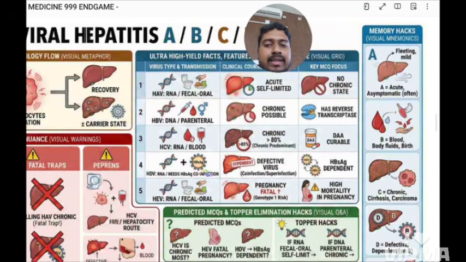HDV, that is hepatitis D virus, occurs as a co-infection, which means if there is HBV, only then HDV occurs. Okay, so it is a defective virus. It is a dependent virus. It can occur only as co-infection or super-infection. So it is dependent on HBsAg.